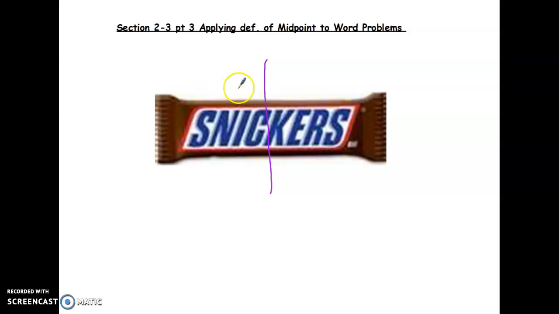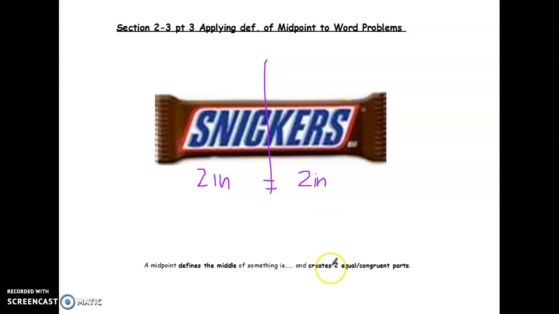If I was given a measurement, let's say this left-hand side, just for ease, let's go with a measurement. Let's say on the left it was 2 inches long, then whoever you were sharing it with would also expect 2 inches. So again, 2 inches would be equal to 2 inches. The definition of midpoint is that same idea: it defines the middle of something and creates two equal and congruent parts.